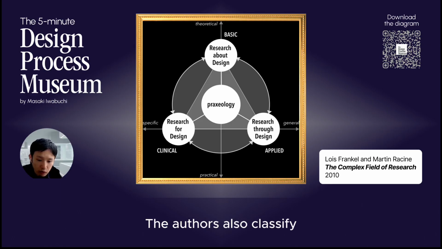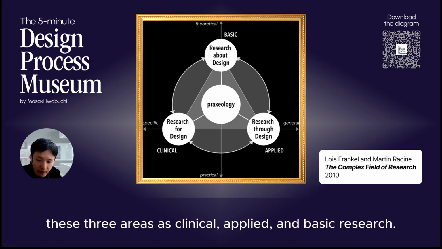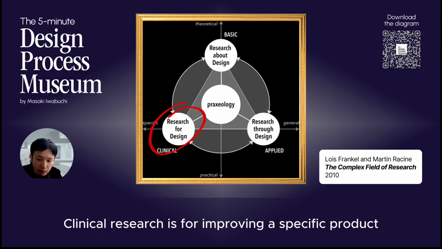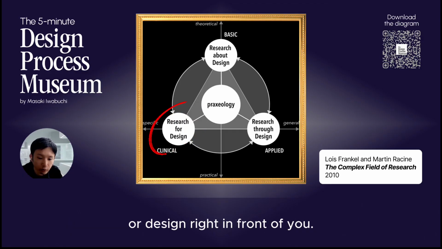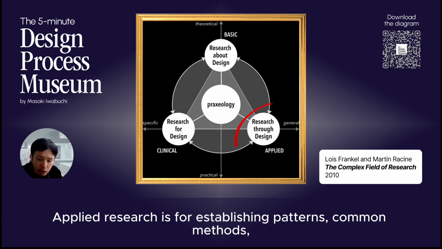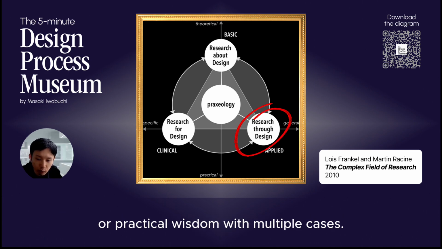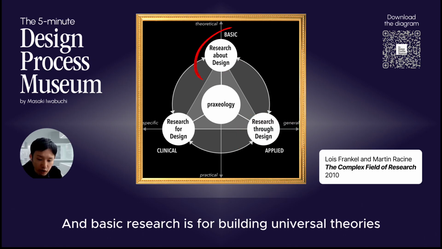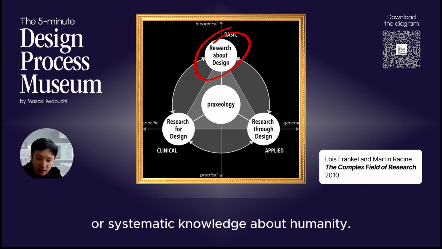The authors also classify these three areas as clinical, applied, and basic research. Clinical research is for improving a specific product or design right in front of you. Applied research is for establishing patterns, common methods, or practical wisdom with multiple cases. And basic research is for building universal theories or systematic knowledge about humanity.